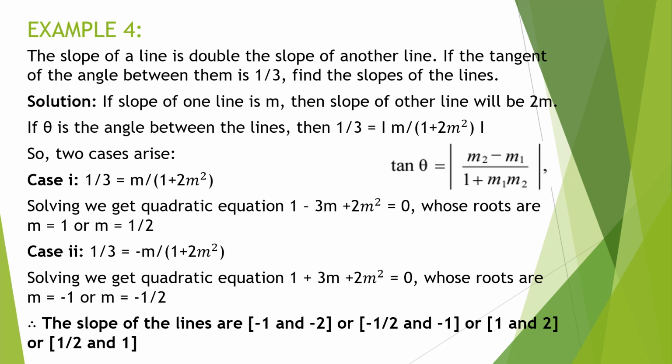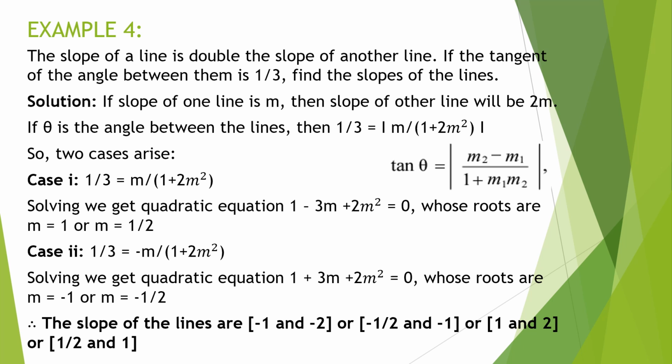Now in the first case, since it is mod, we have 1/3 is equal to m upon 1 plus 2m square. Why m? 2m minus m, that is m, upon in the denominator 1 plus 2m into m, which is 2m square. Now this is a quadratic equation, and when you solve it, you will get the roots as 1 or half.